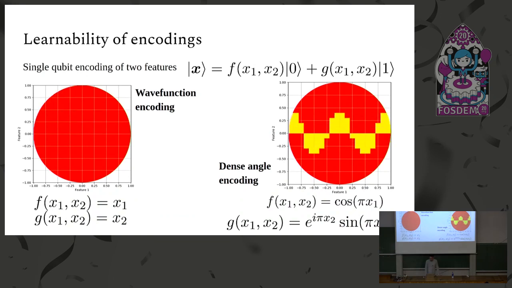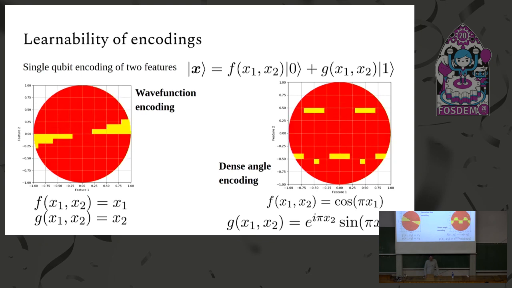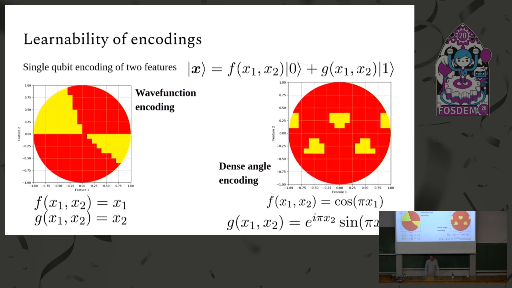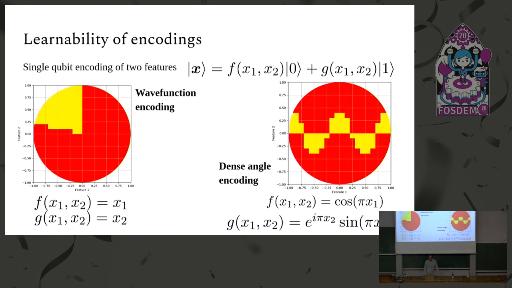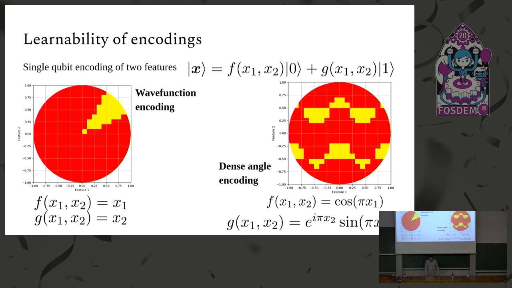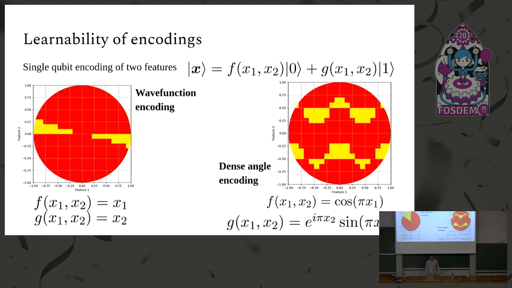I'm not trying to hypnotize you here, I'm just trying to emphasize this point: on the left, for the wave function encoding, you can see the decision boundaries you're capable of learning are distinctly different from the ones on the right, where you're using this dense angle encoding. Okay, so that's one interesting thing about this type of encoding, how you represent your data.